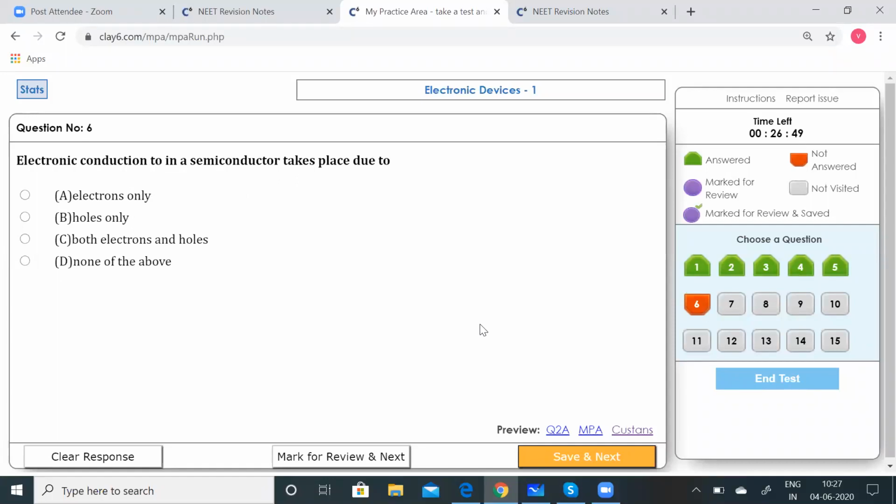Electronic conduction in a semiconductor takes place due to electrons only, holes only, both electrons and holes, or none of the above. So electronic conduction in a semiconductor will take place due to the charge carriers, both electrons and holes. So C should be the correct option.